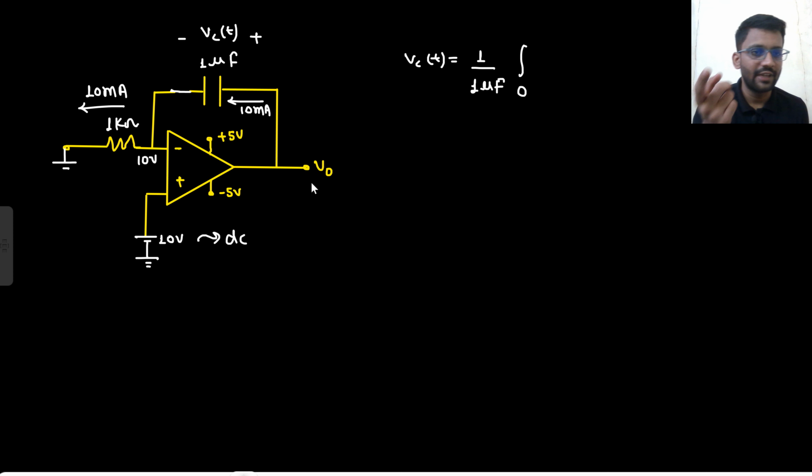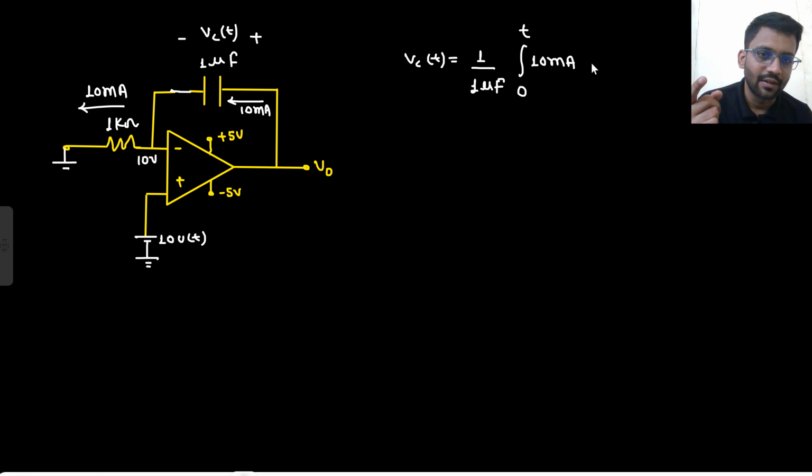From 0 to t we are starting, because our circuit is running only after t greater than 0. So I can write 1 by C integral of I dt. What is I? I is 10 milliampere into dt. So what would be the answer? It would be 10 t into 10 to the power 3. That would be your VCT.